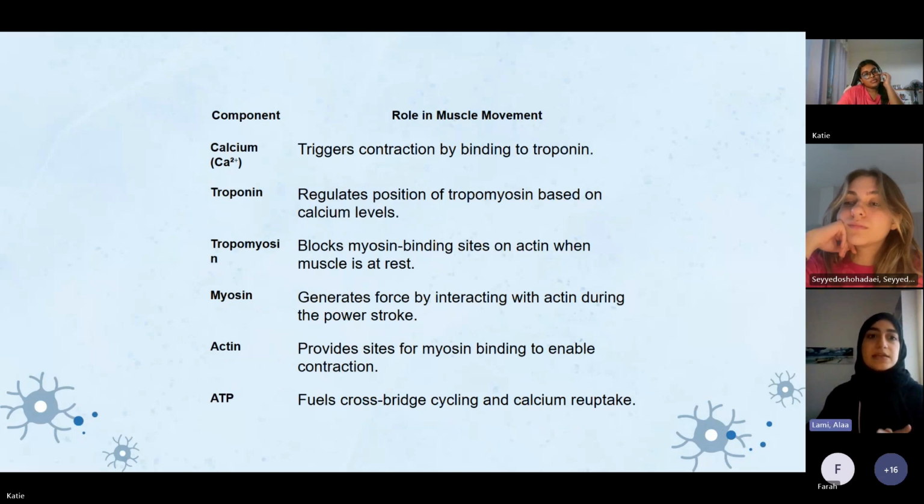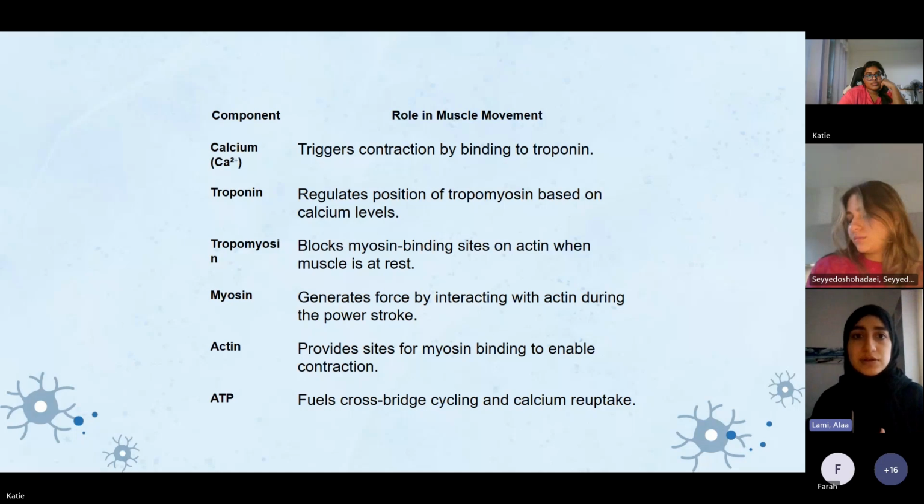Okay, this is basically what we just explained, but in a table. If you guys want to read it later to simplify the information. But yeah, I am not going to go into it again now.